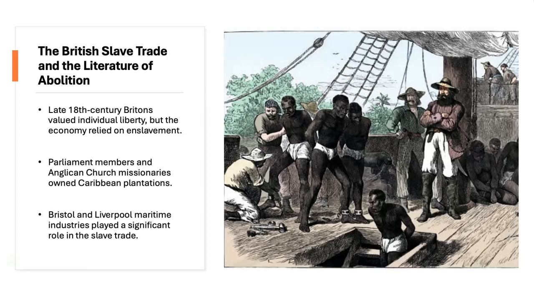Late 18th century Britons, so Britons living in the late 1700s, prided themselves on how their constitution safeguarded individual liberty. However, their economy depended increasingly on wealth obtained through the enslavement of others. Members of Parliament and even the missionary arm of the Anglican Church, which is the national church of England, numbered among the absentee owners of Caribbean plantations that exploited the labor of enslaved Africans. The maritime industries of large prosperous cities like Bristol and Liverpool were heavily involved in procuring this labor supply.